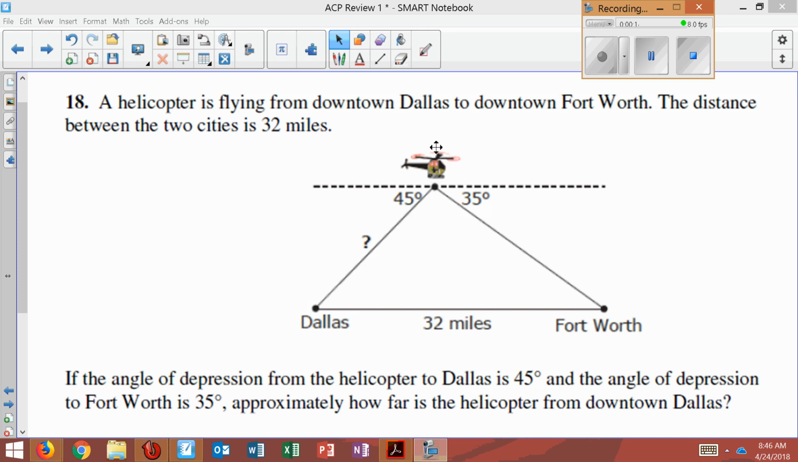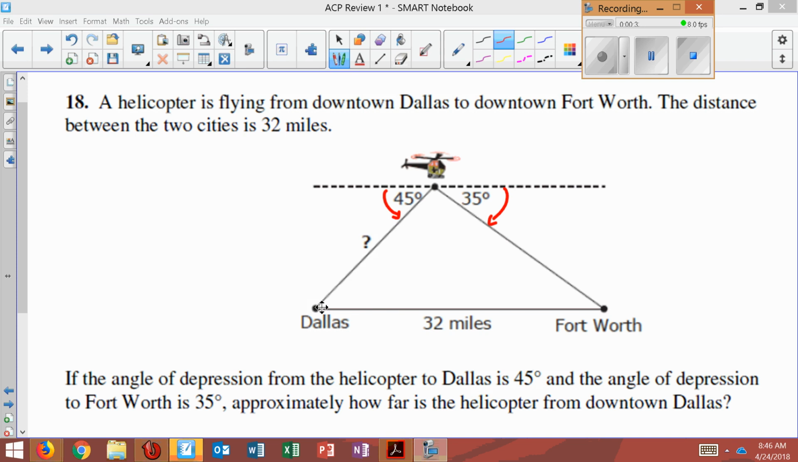Now, angle of depression means looking horizontally out and then down. That's what depression means. So this angle is going this way. And the angle of depression to Fort Worth is 35. So we're looking out and then we go down 35 degrees. Approximately how far is the helicopter from downtown Dallas? This is what we're searching for here.